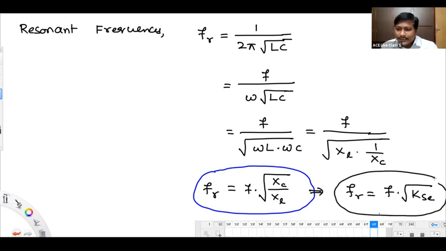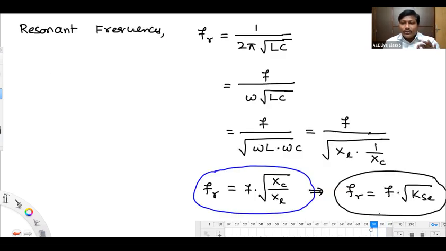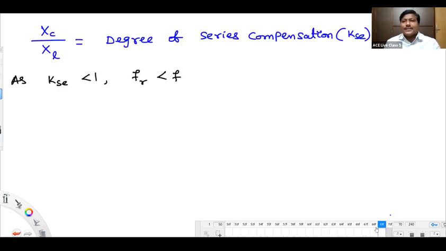Root of KSE. Resonant frequency FR equals root of KSE into F. So practically speaking, KSE, the degree of series compensation, is less than 1, right? As KSE is less than 1, you can say that the resonant frequency will be less compared to the actual frequency of the system. FR will be less compared to F.